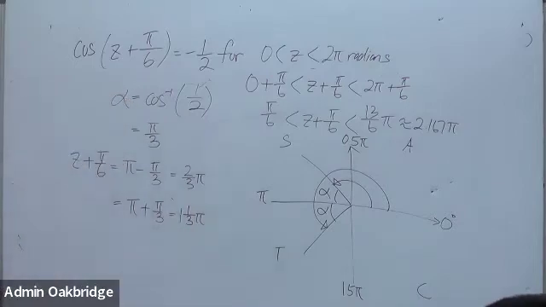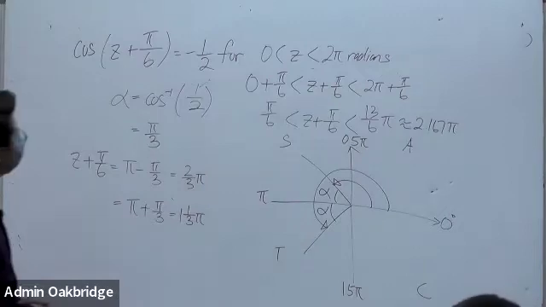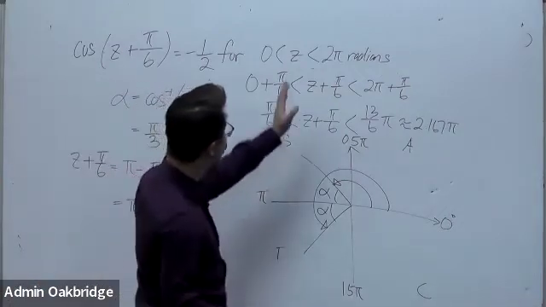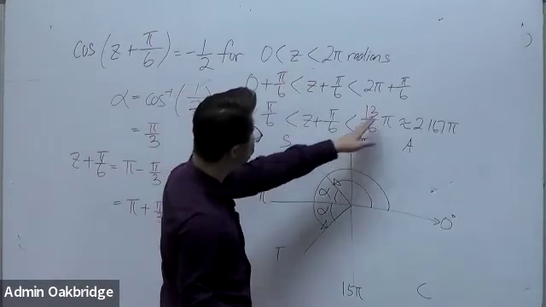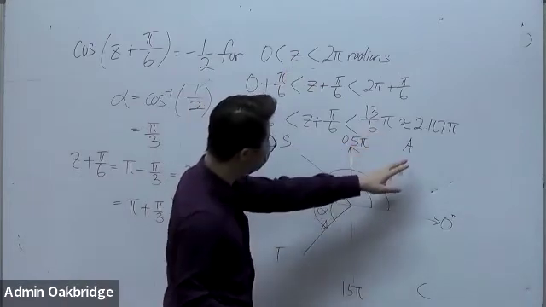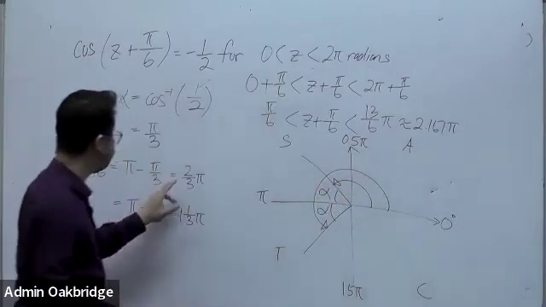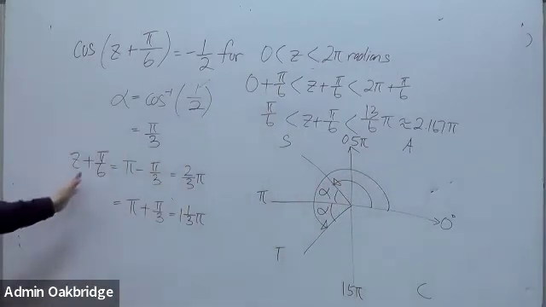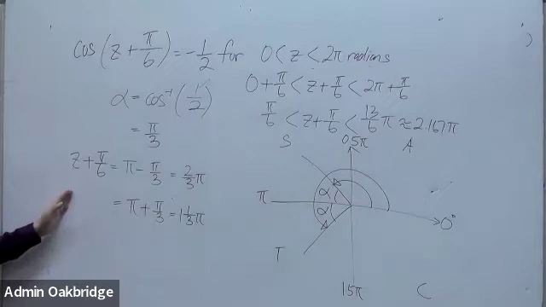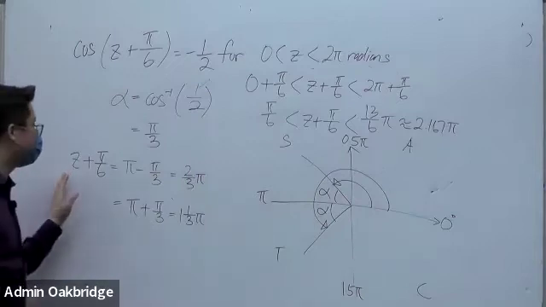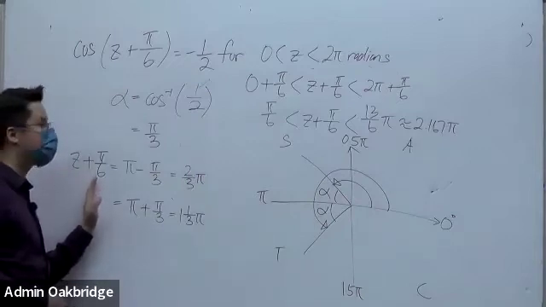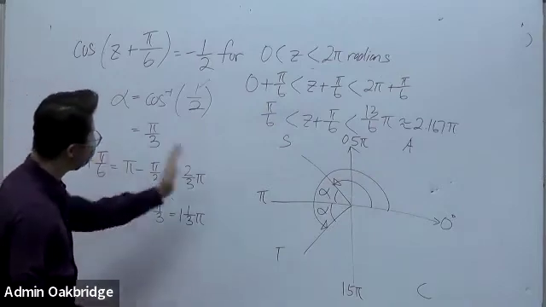Okay, after that, we have to find out all the solutions within the range. Here, 2 point something. No, we don't have an angle in the first quadrant. So these will be the only two answers for z plus pi over 6. But do remember that we are looking for z, not z plus pi over 6. So you have to move this pi over 6 to the right-hand side.